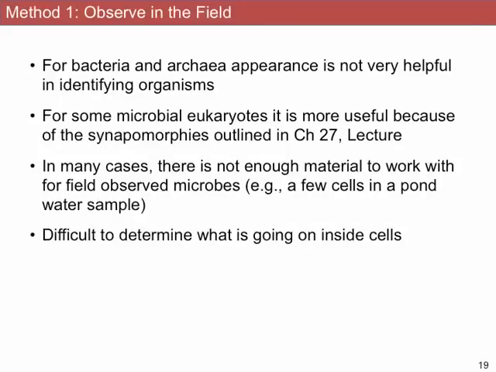For some microbial eukaryotes, appearance is a little bit more useful than for bacteria and archaea, but that's not true for all of them. So we talked about the diatoms, which have these incredibly complex and interesting morphological features, and you can actually type many diatoms very precisely based upon their appearance. But for many microbial eukaryotes, that's not the case.